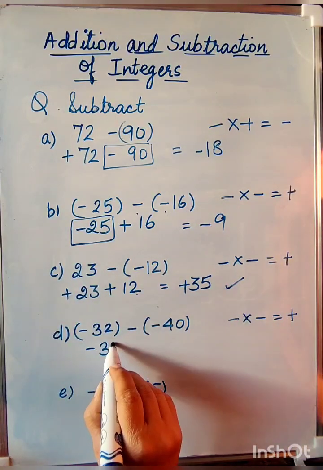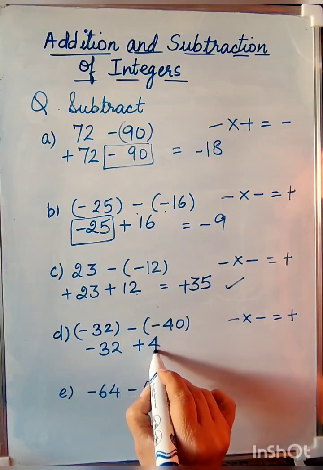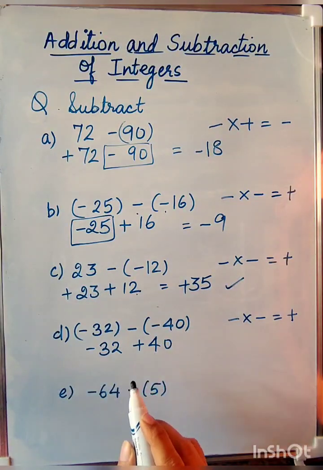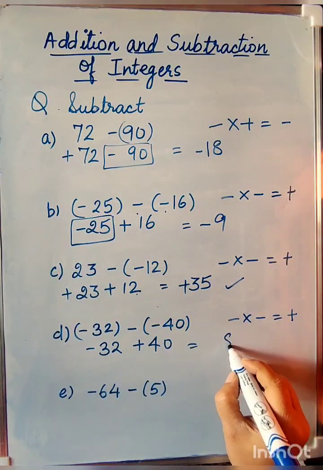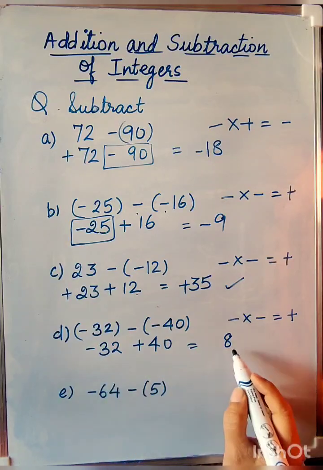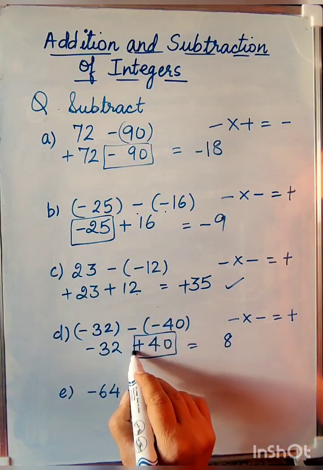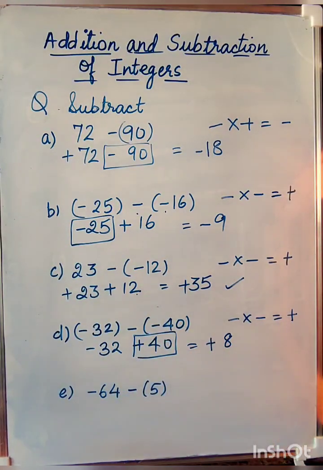Next one, minus into minus will give you a plus. Therefore, minus 32 plus 40. Both are having the different sign. Therefore, we will subtract the numbers. 40 minus 32 gives you 8 with the sign of the bigger integer, that is plus 8. So answer is plus 8.